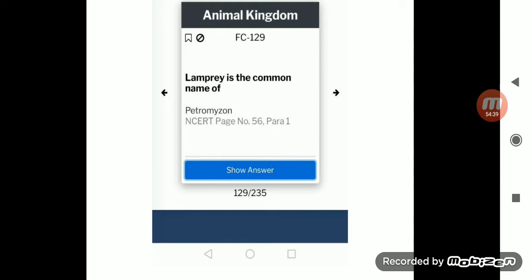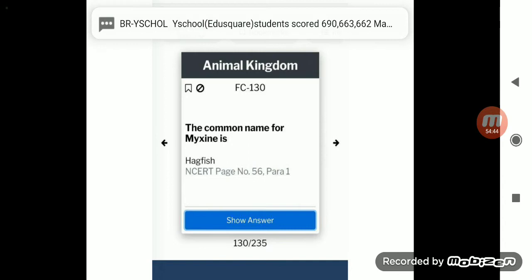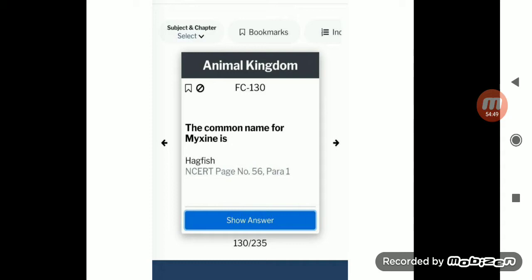Lamprey is a common name of Petromyzon. The common name for Myxine is hagfish.